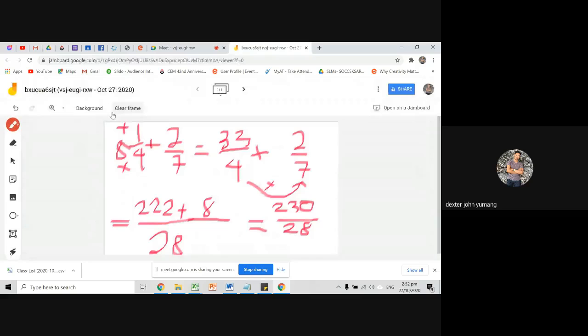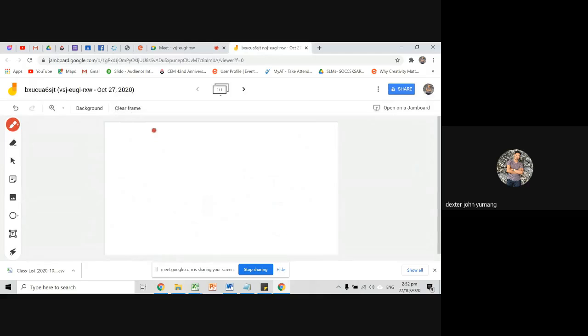Multiply naman tayo. Multiply and divide. 3 over 7 times 3 over 11. Go. Type on the chat box.